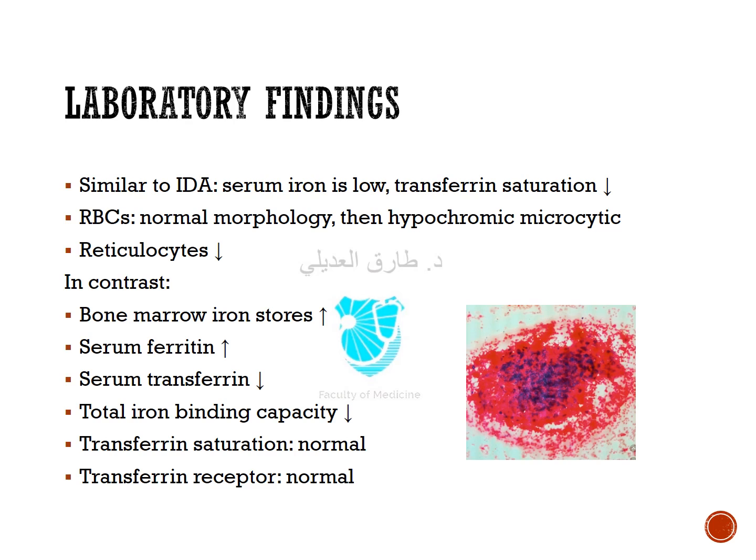Transferrin saturation is normal, okay, because saturation reflects serum iron and transferrin level. So when they are both low the ratio becomes normal, it does not change. Transferrin saturation is serum iron correlated with the transferrin level. When they are both decreased then the ratio remains the same, so it is normal. Transferrin receptor again normal, and a good discriminator from iron deficiency anemia.